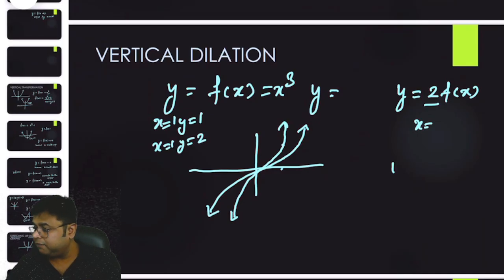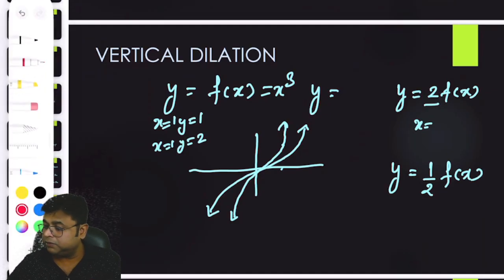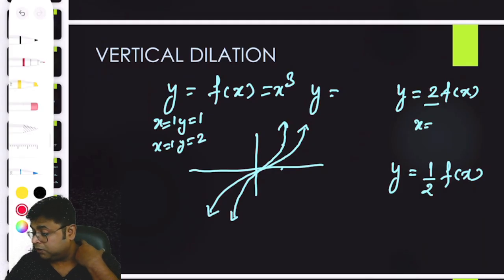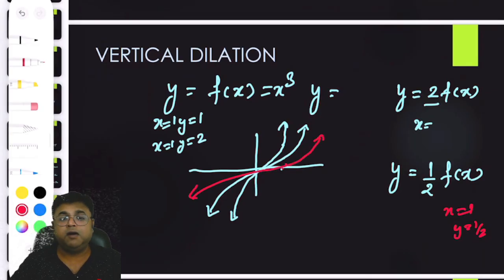Similarly, if I have y is equal to half of f of x, I know the graph is moving, but at x equal to 1 the value is not 1, it is half. So at x equal to 1, y is half. So the graph will be like this. It will be moving away from the y-axis by a factor of half. So this is how I have to understand this.